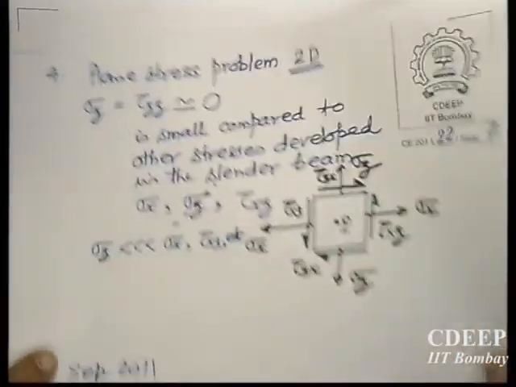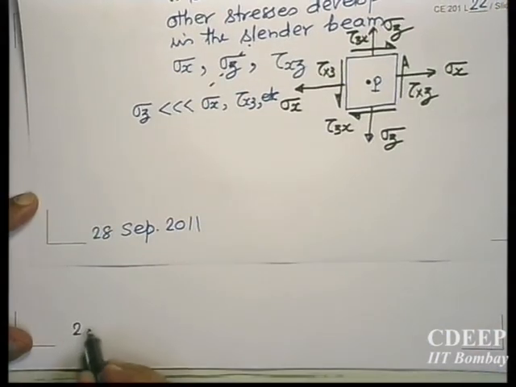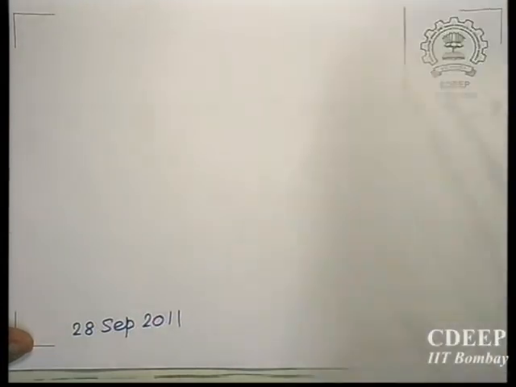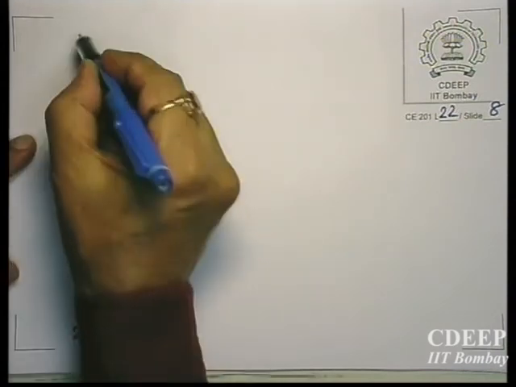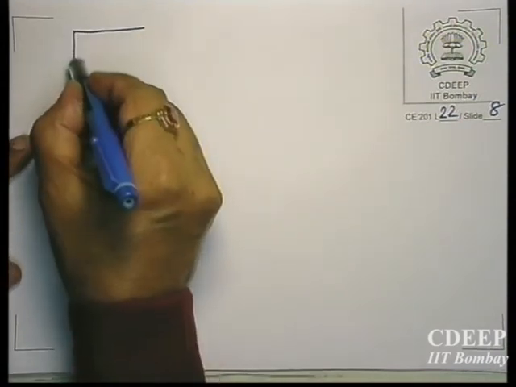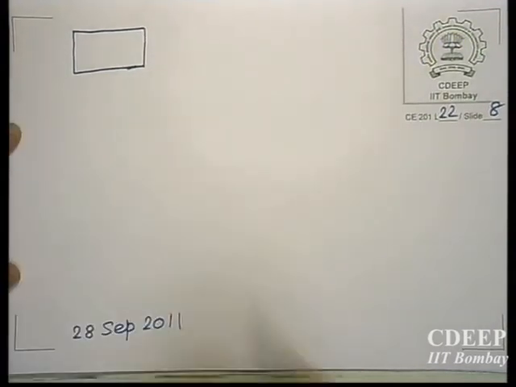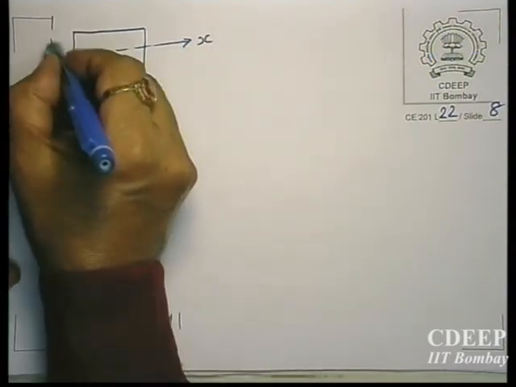Now I will just tell you the last concept that we will be needing. I will take a small section of the beam, a small section of length dx. This is the original. So this is your x-axis, this is your z-axis.